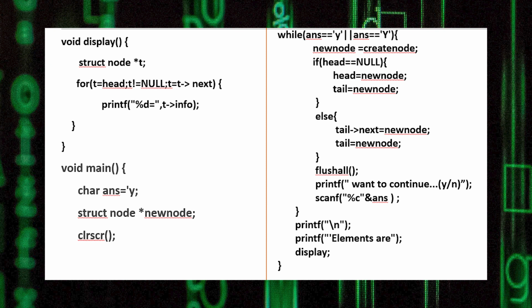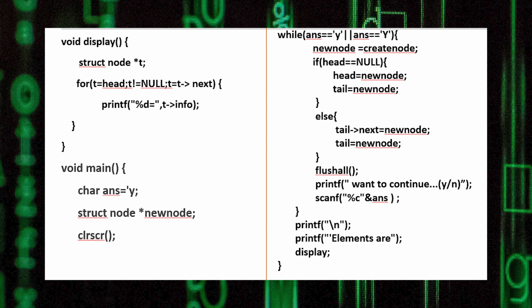After this, in the main function, I am taking one variable, answer equals 'y', of character type, and again I am taking a new node pointer of type struct node. Now I am taking one condition, one loop. In this while loop, the condition is answer equals 'y', lowercase or uppercase, both will be admissible. The next thing inside this loop, I am creating a create node.